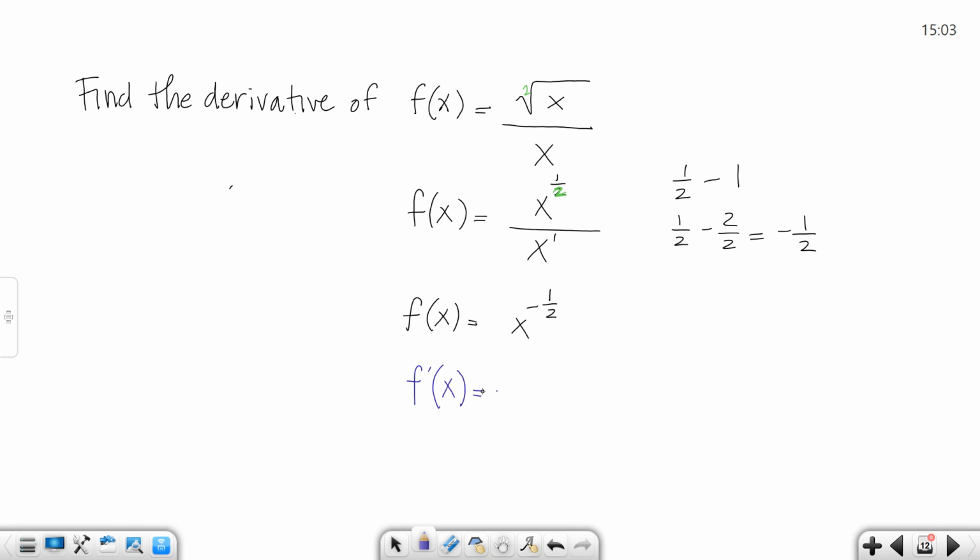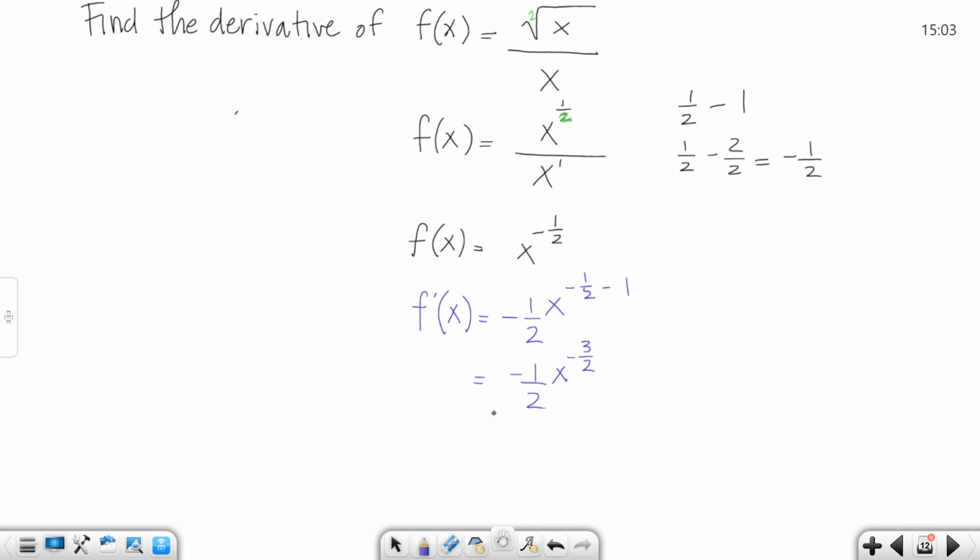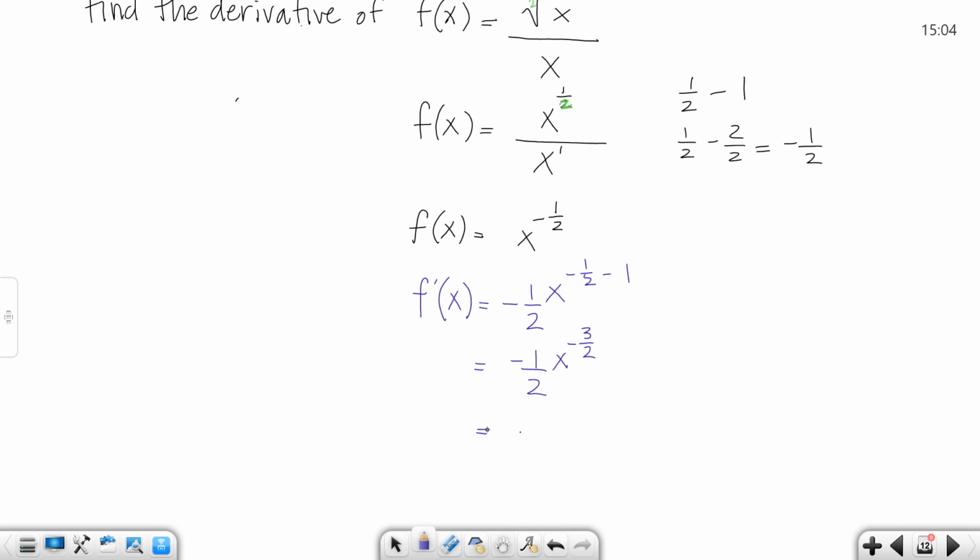So I'm going to bring down my exponent, so that's negative 1/2 x to the negative 1/2 minus 1. So that's negative 1/2 x to the negative 1/2 minus 2/2, which would be a negative 3/2. Cleaning this up, we get a negative 1 over 2 x to the 3/2. So a negative exponent in the top moves to the bottom, and that's how that one would look.